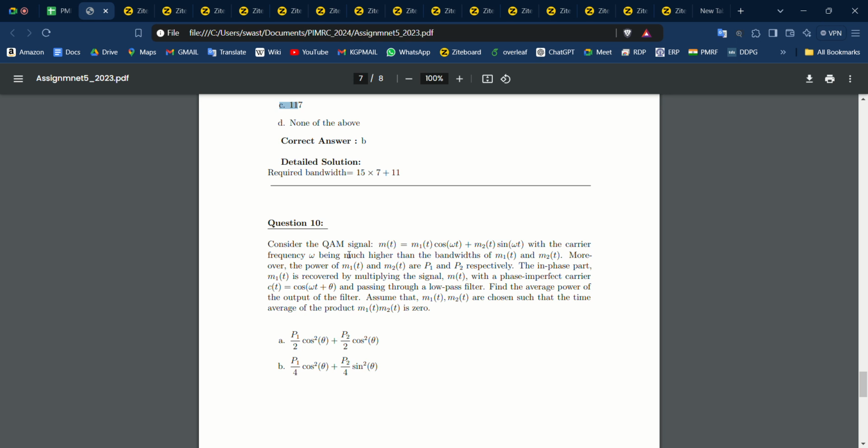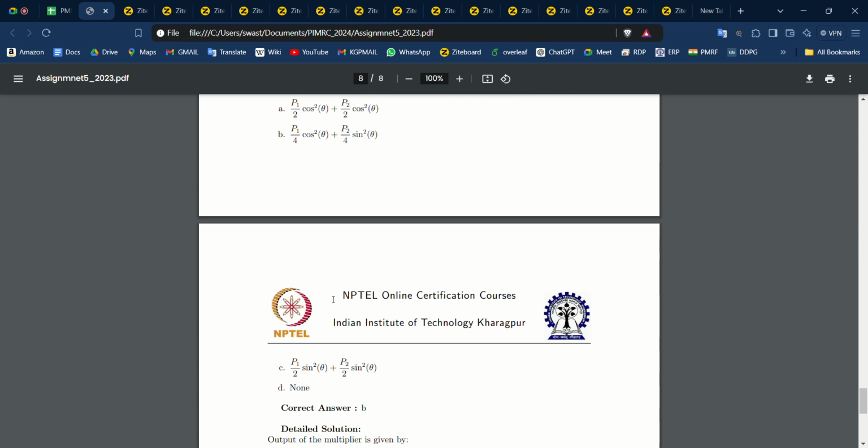Okay, so there is m1 and m2, and then there is m(t), which is a QAM modulation of m1 and m2. Now they are saying m1(t) is recovered by multiplying m(t) with cos(omega t plus theta) and then passing through a low pass filter. So we have to find the average power of the output of the filter. Assume that m1 and m2 are chosen such that the time average of the product m1(t) m2(t) is 0.